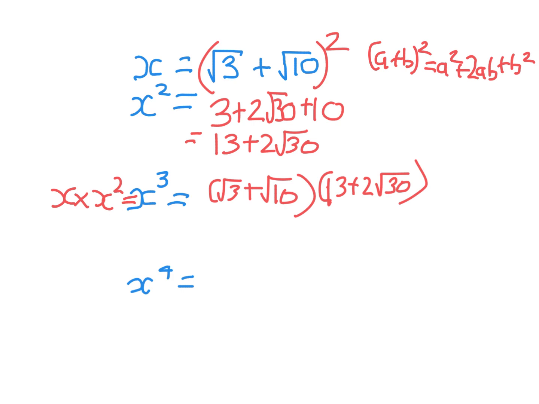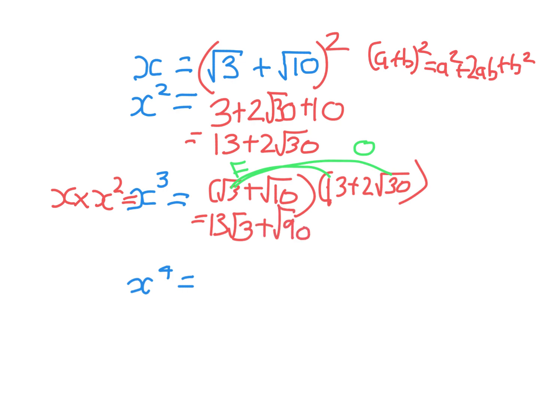Okay, so now what we're doing is using FOIL, which you would have already learned. When you have a binomial expansion like this, you need to multiply everything in the first bracket by everything in the second bracket. FOIL just helps you keep track. So the F means I multiply what comes first in each bracket. So root 3 times 13, I'll just write as 13 root 3. Then O, what is on the outside of each bracket. So root 3 times root 30 is root 90. We can simplify that later.